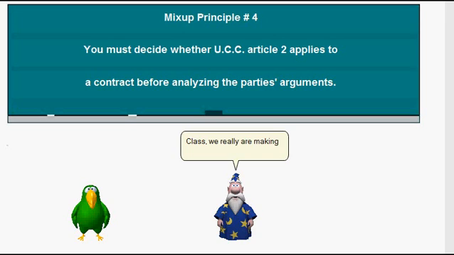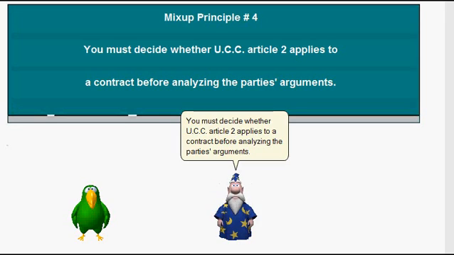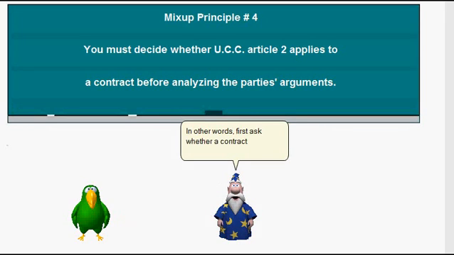Class, we really are making progress. It is now time for my fourth principle. I think that you will find it easier than the others. It is really just a matter of common sense. Here is the principle. You must decide whether UCC Article 2 applies to a contract before analyzing the parties' arguments. In other words, first ask whether a contract is for the sale of goods. After that, you will be ready to consider claims and defenses.